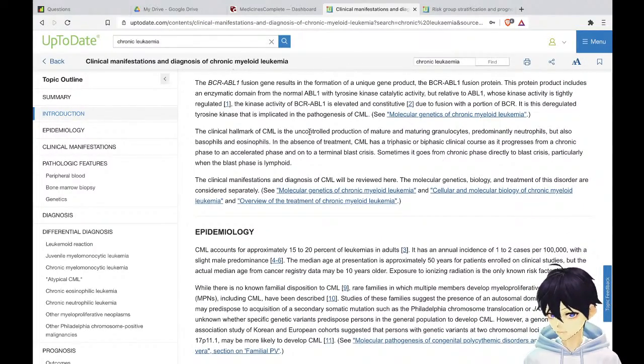The clinical hallmark of CML is the uncontrolled production of mature and maturing granulocytes, predominantly neutrophils, but also basophils and eosinophils. In the absence of treatment, CML has a triphasic or biphasic clinical course as it progresses from a chronic phase to an accelerated phase and on to a terminal blast crisis. Sometimes it goes from chronic phase directly to blast crisis, particularly when the blast phase is lymphoid.